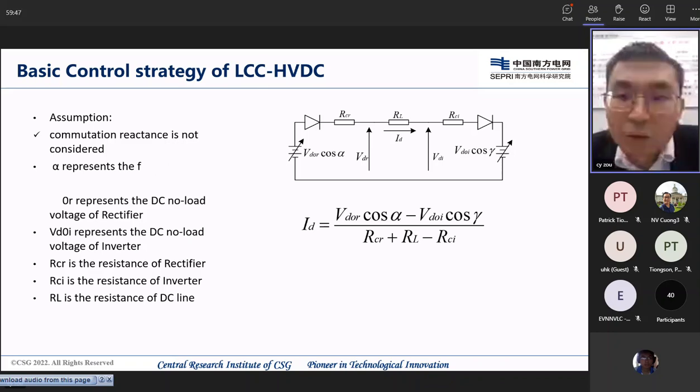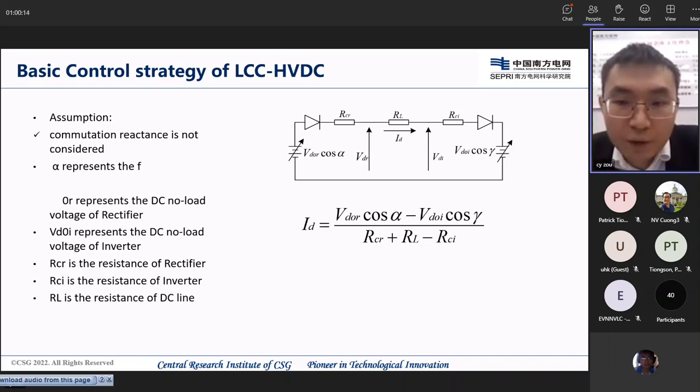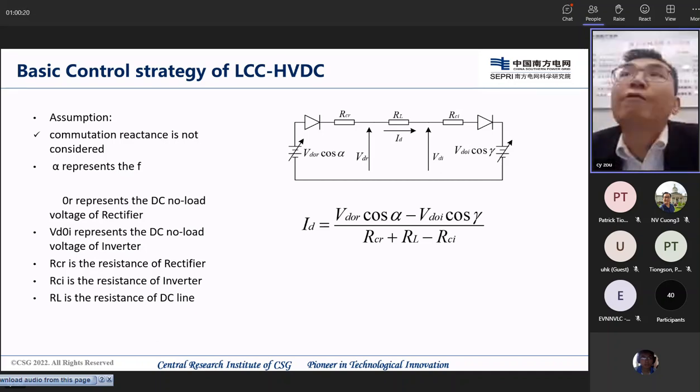The VDOR times cosine alpha is the DC voltage at the rectifier side, while VDOI times cosine gamma is the DC voltage at the inverter side. The RCR is the equivalent resistance of the rectifier side, and RCI is the equivalent resistance of the inverter side. RL is the resistance of the DC line. This equation is very easy to help us understand how we control the system. We can control the alpha, the gamma, and also the VDOR or VDOI can be slightly controlled by changing the transformer tap changers.